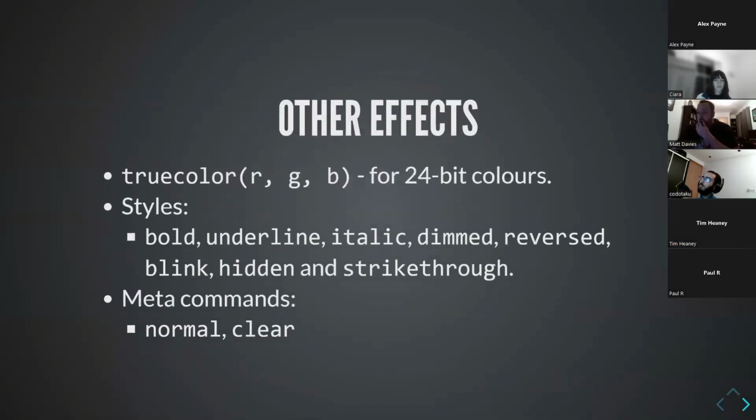There's some other effects. You can use true color to do 24-bit colors. And you can use certain styles such as bold, underline, italic, dim, reverse, blink, hidden, and strike through, the complete set there. And a couple of meta commands which pretty much do the same thing. They just reset the colors.